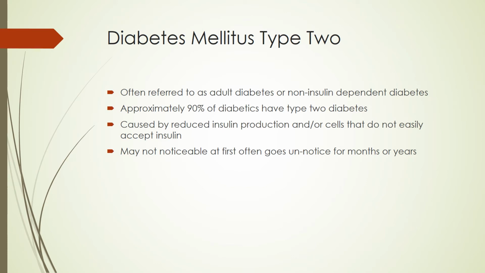Diabetes mellitus type 2 is often referred to as adult diabetes or non-insulin dependent diabetes. Approximately 90% of diabetics have type 2 diabetes. It is caused by reduced insulin production and/or cells that do not easily accept the insulin. It may not be noticeable at first and often goes unnoticed for months to years.